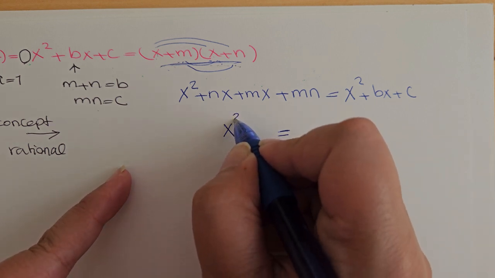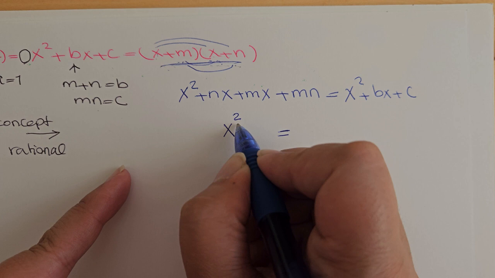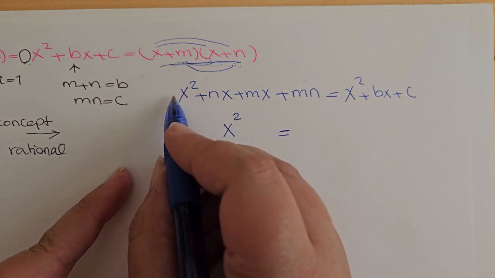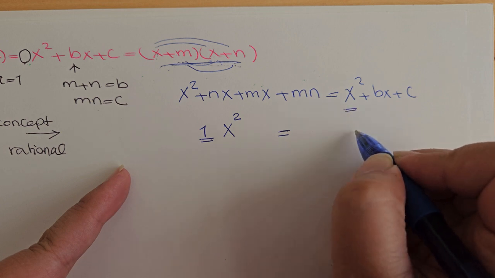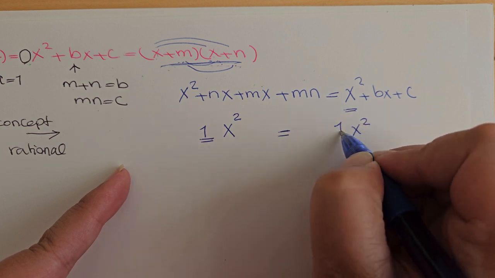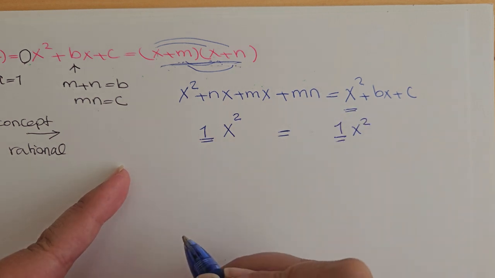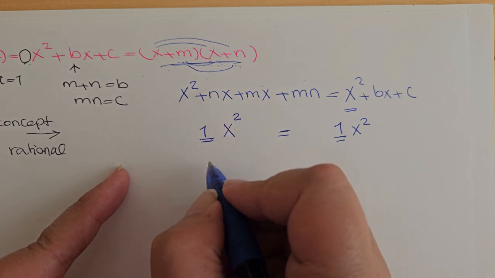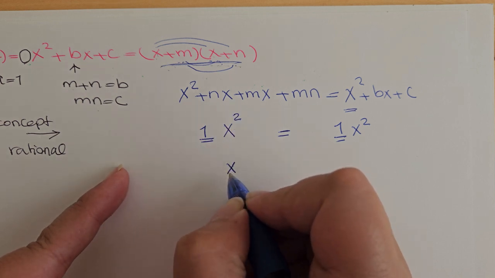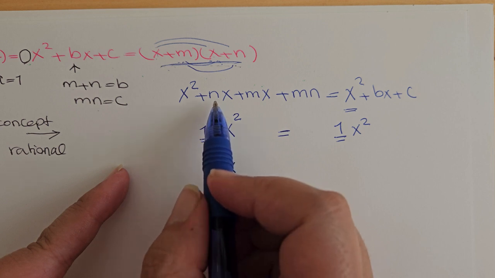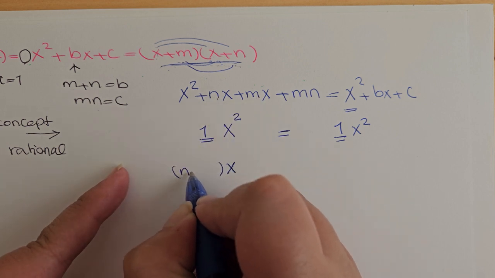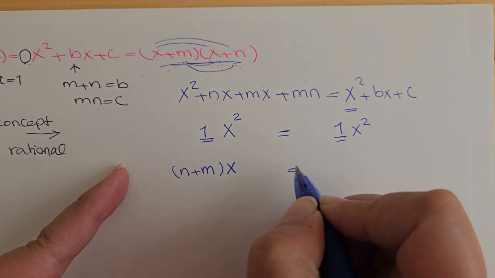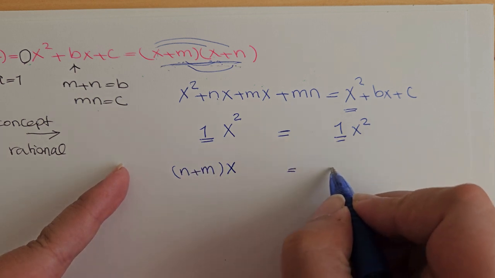So here, if I consider x squared here, the coefficient is 1, and on this side, if I consider x squared, the coefficient is 1 again. Now on this side, if I consider x, the coefficient would be n plus m, right? N plus m, and on this side I would have b.